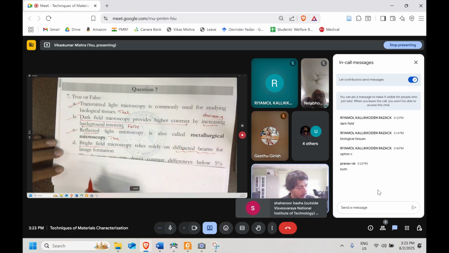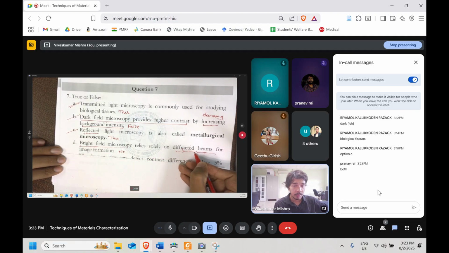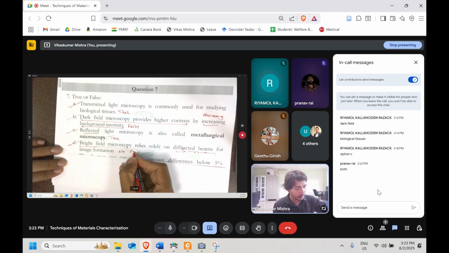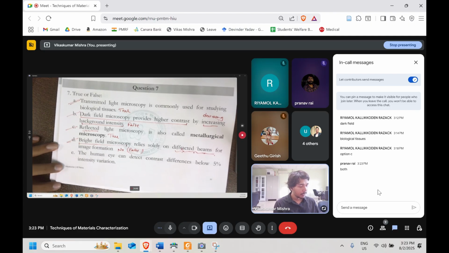So here, what will be true? The bright field relies solely on the diffracted beam for the image formation. Answer is no. Not diffracted. It's the reflected one, the direct one. So the answer here is false. Okay, that's right.